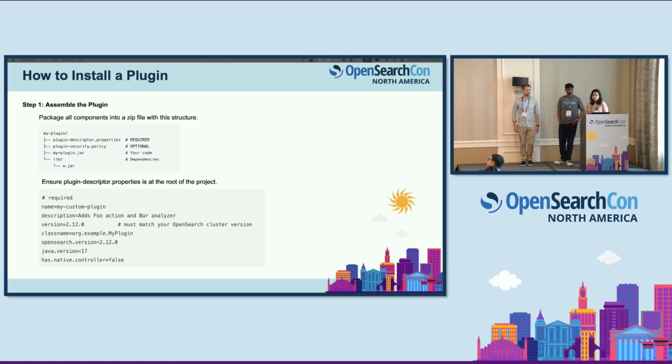As now we know about the plugin landscape and architecture, let's see how to install a plugin with OpenSearch. As you can see, this is how the plugin project structure should look. There are two critical files in every plugin. The first one is plugin-descriptor.properties. It tells OpenSearch about the plugin, like the plugin name, plugin description, plugin class, and most importantly, the compatible OpenSearch version. This file should be at the root of the project. Secondly, plugin-security.policy. This is an optional file which defines the Java security manager permissions for the plugin.